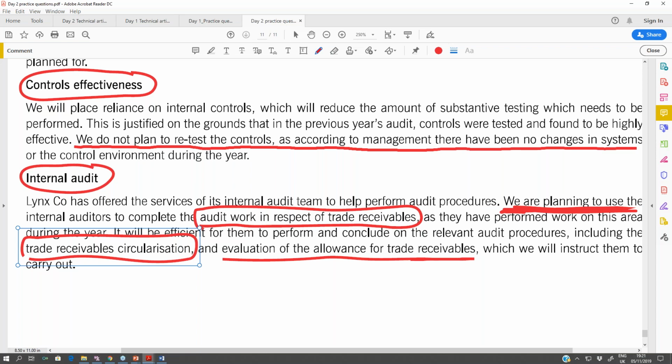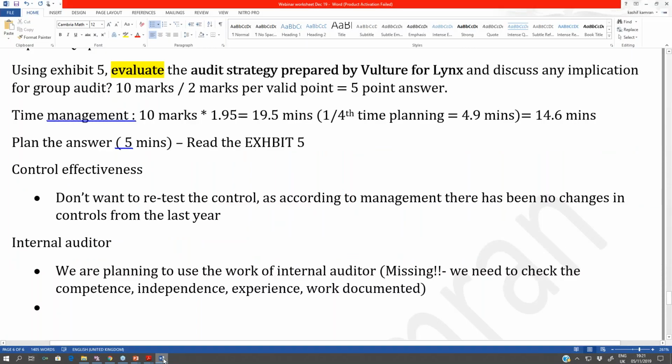So there are a lot of problems here, right? Firstly, I have not tested the internal auditor for his independence, competence, experience. And without that, I am giving him the entire workload of receivables. So can I give important areas of my work to the internal auditor? The answer is no. But have I given important work to this internal auditor on receivables?